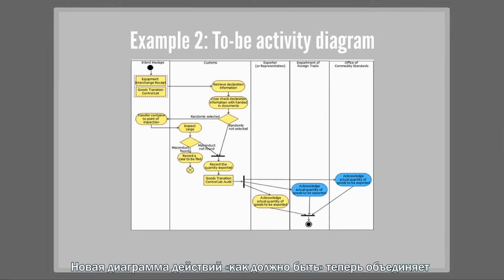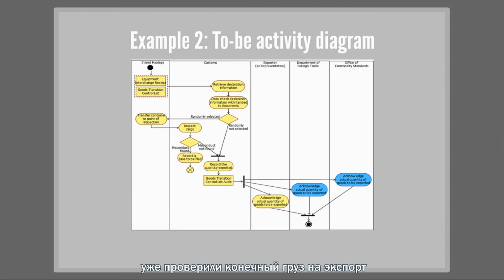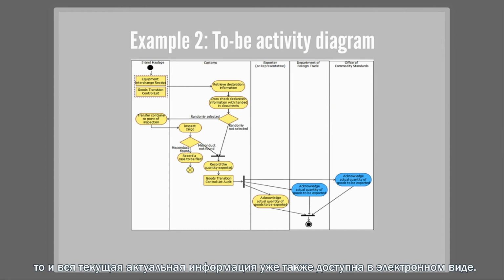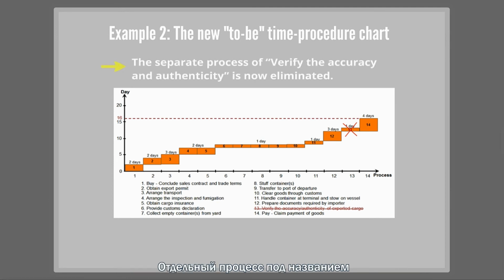The new to-be activity diagram now merges the customs clearance process with the validate process into one holistic process as shown in this figure. This is because customs officers have checked the final exported cargo and processed the most updated information about that shipment, for example, the accurate number of exported cargo and other necessary information. And since that information is also available in electronic form, all relevant updated information is already there in electronic format. This electronic information can then be sent to different respective agencies paperlessly. The new to-be time procedure chart could illustrate this better to-be business process. The separate process of verifying accuracy and authenticity is now eliminated.